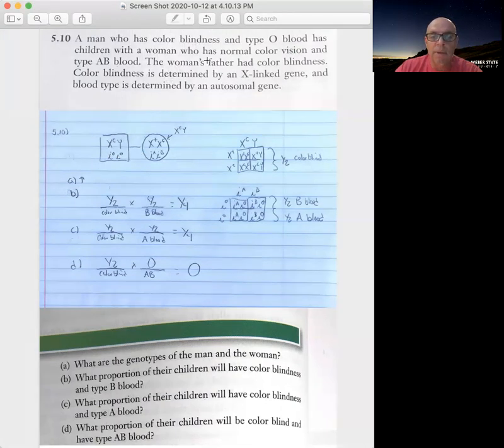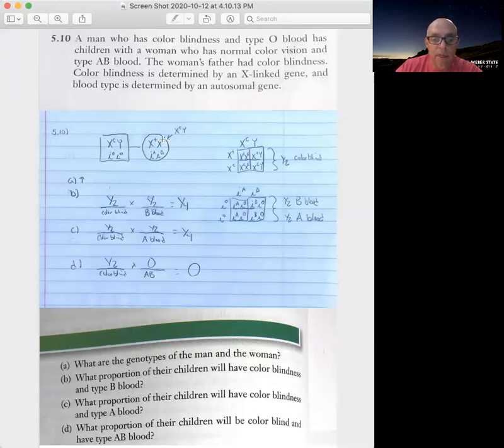Now let's go to the female. So he gets together with a woman who has normal vision. Here, a woman with normal vision has two X chromosomes, and at least one of those alleles is the wild type because she has normal vision. And AB blood type. If a woman has AB blood type, then at that gene, one of the alleles is big A and the other allele is big B.